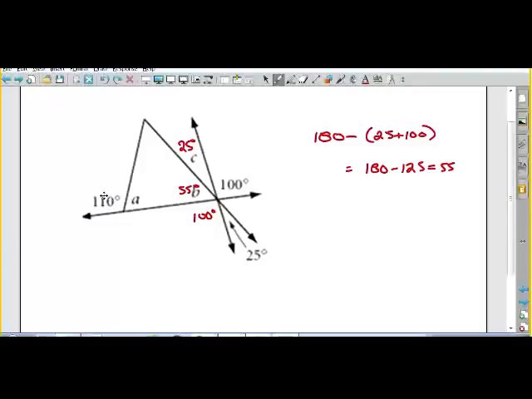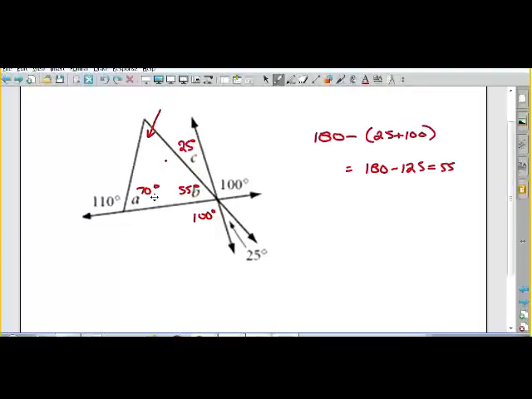Now over here, to figure out A, if this is 110, then Justin, so these two angles, because we have a straight line, have to add up to 180. So 110 plus what equals 180? Yep, 70 degrees. And we're done.